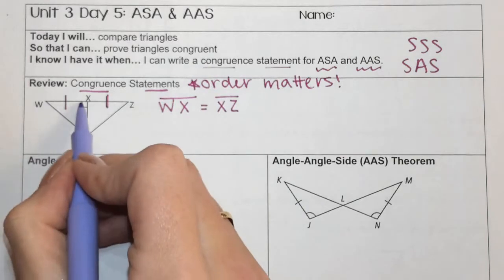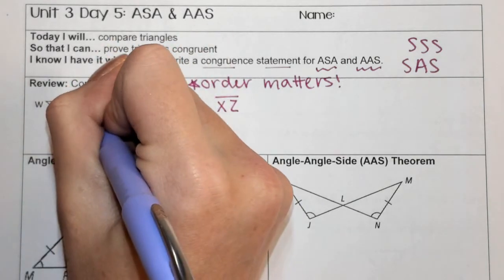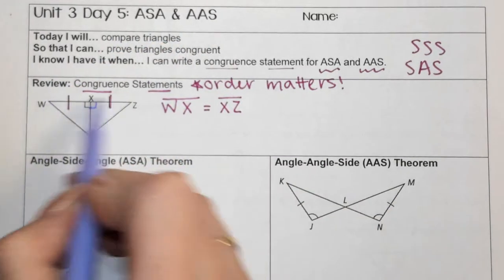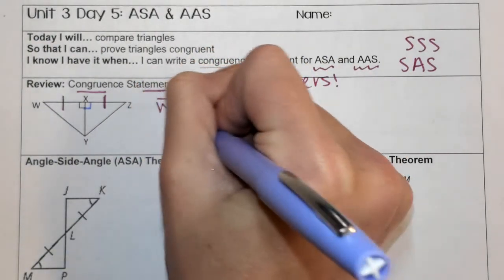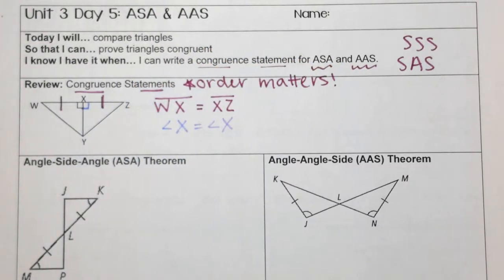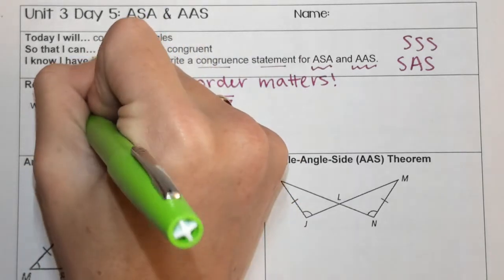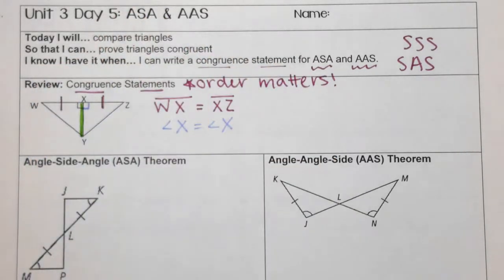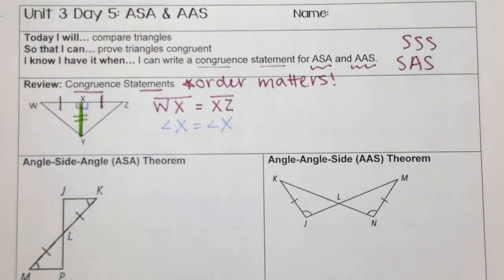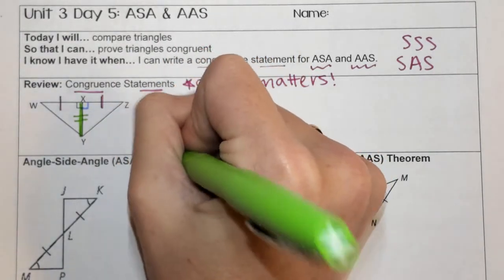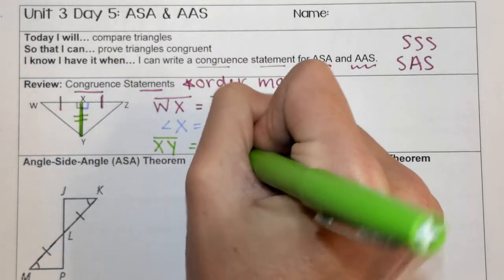I also see this little 90-degree mark, and so I know this side is also 90 because they're on a straight line. So angle X is equal to angle X. And then in the middle here I've got what we called a shared side. So I can put dash marks on that because XY is equal to itself, XY.